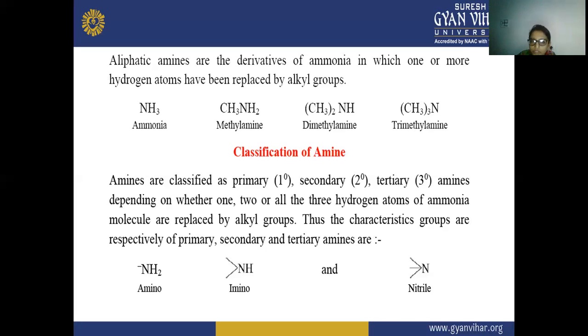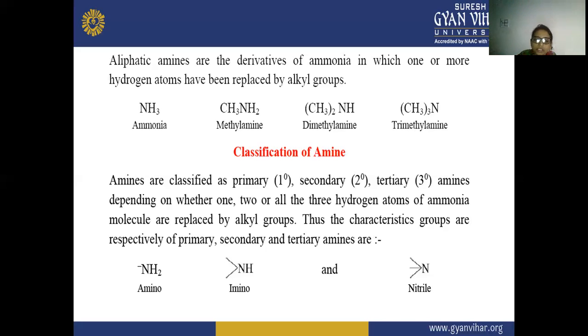The next is the classification of amines. Amines are classified as primary, secondary, and tertiary amines. The classification of amines depends upon whether there is one replacement of a hydrogen atom, two replacements, or three replacements of hydrogen atoms by the alkyl group. So these are the characteristic groups in which the replacement of hydrogen atoms is shown.